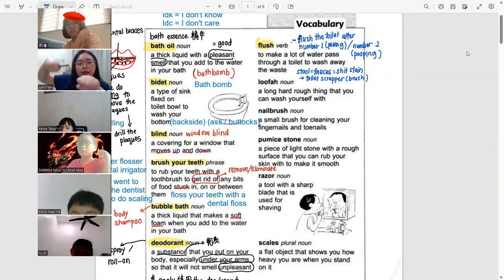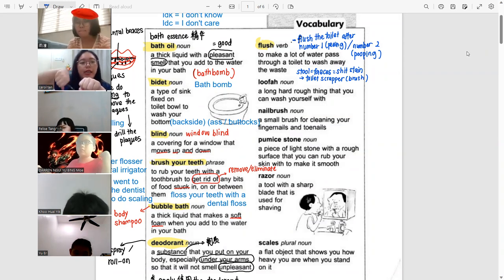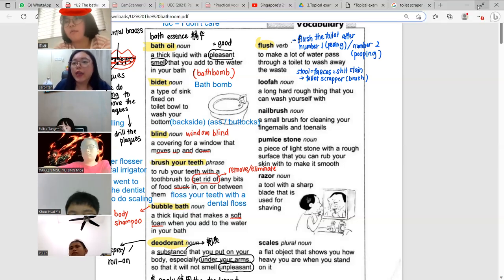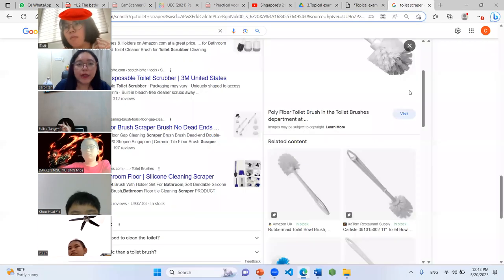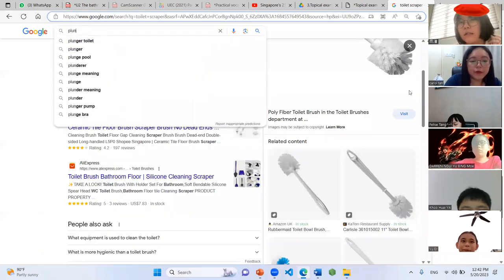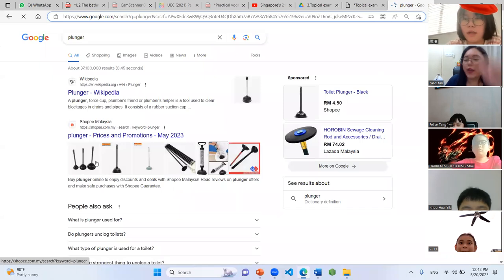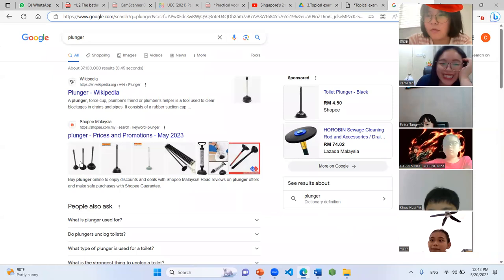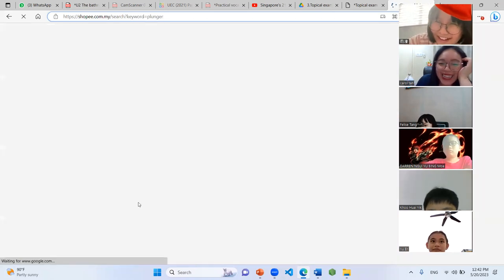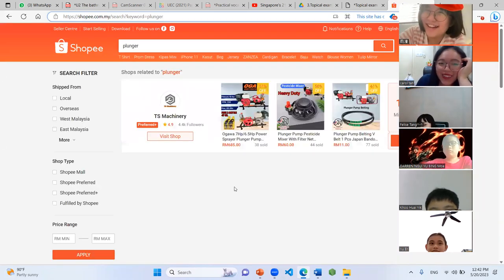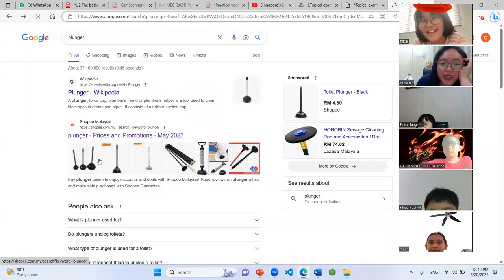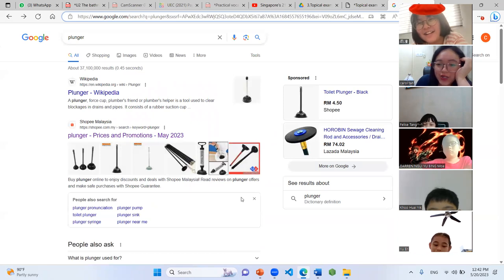Okay, what about if let's say it cannot go, then what do you use? You use the plunger. Okay, the thing for the toilet seat, 马桶的那个, what is that? This one. You all can write over here. This thing, 紫萱, what is this? How do you call this?